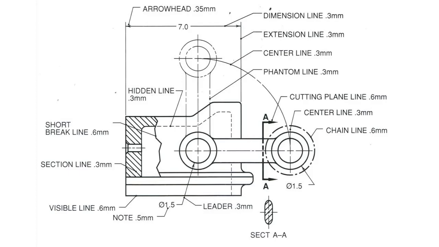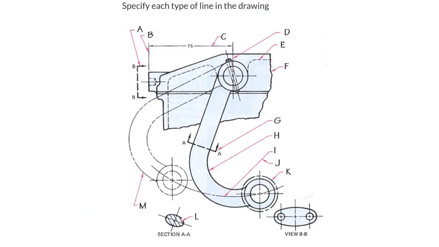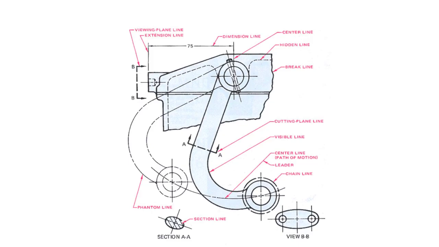Now I will show another example. I have A, B, C, D, E, F, G, H, as you can see. Are you able to specify what type of lines are used in this drawing? If you watched the video, you should be able to understand the drawing. Here are the answers.